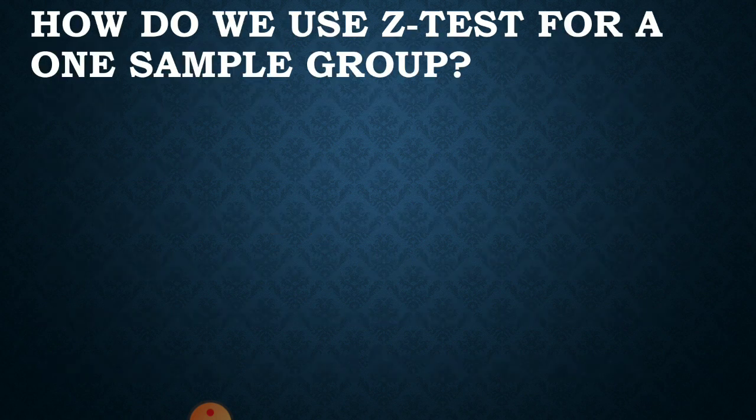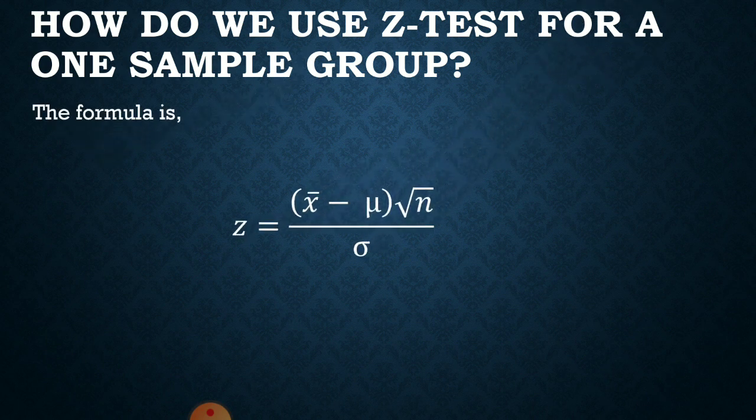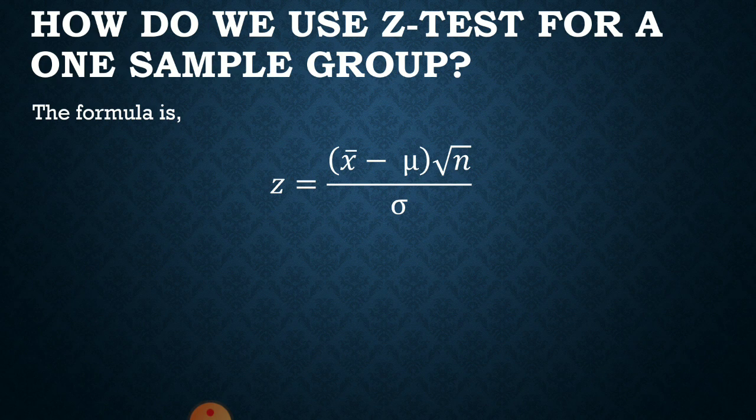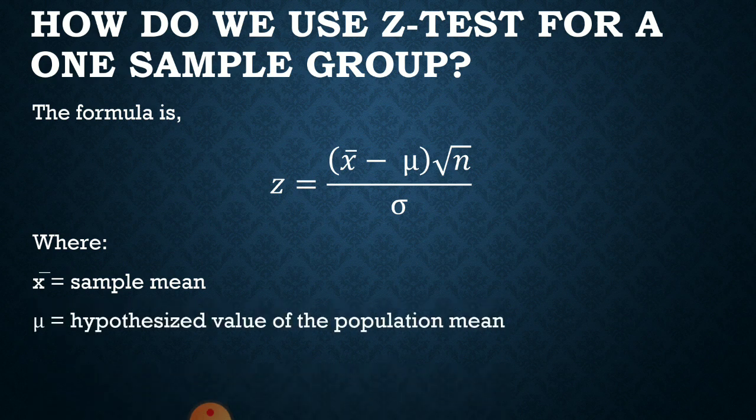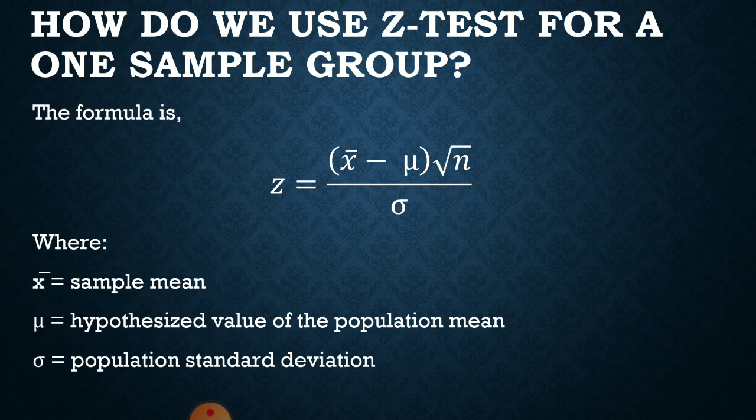How do we use the z-test for one sample group? We use the formula z is equal to the quantity x bar minus mu times the square root of n, divided by the lowercase sigma, where x bar is the sample mean, mu is the hypothesized value of the population mean, the lowercase sigma is the standard deviation, and n is the sample size.